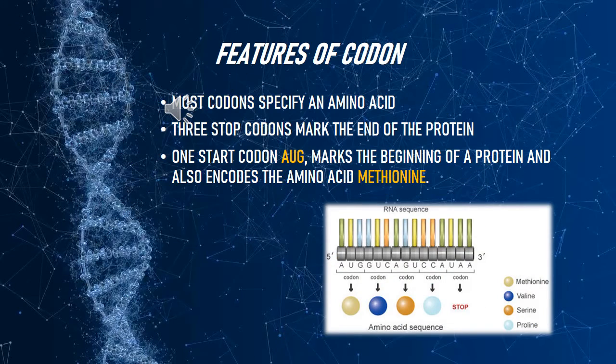These codons have many features. First, most codons specify an amino acid. Then, 3 stop codons mark the end of a protein. 1 start codon, AUG, marks the beginning of a protein and also encodes the amino acid methionine. The picture given below exhibits all the features of a codon and clearly shows an amino acid sequence.